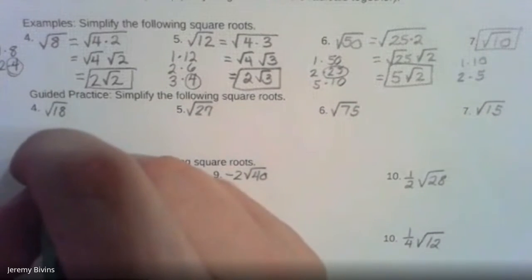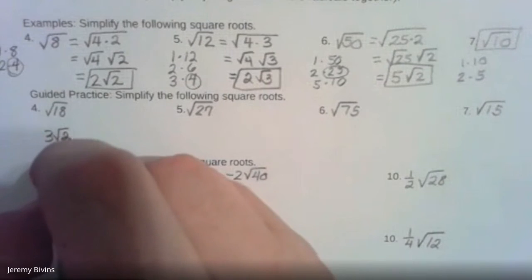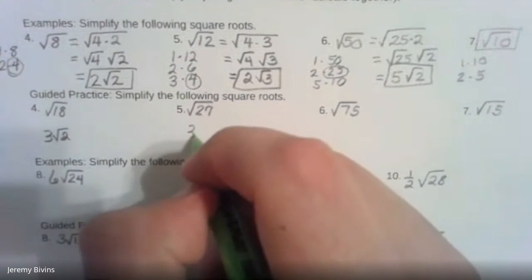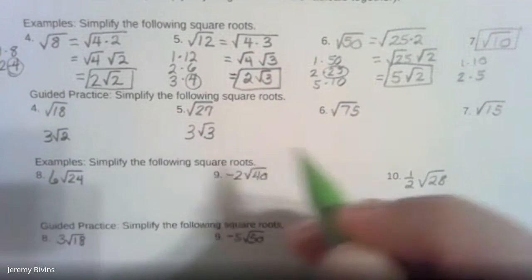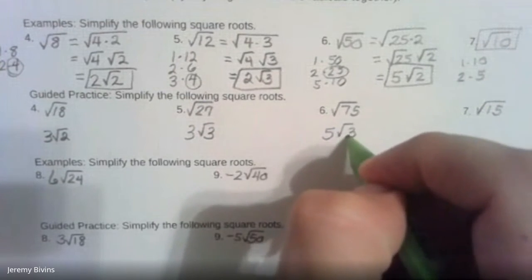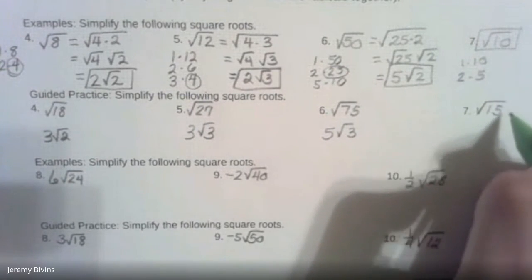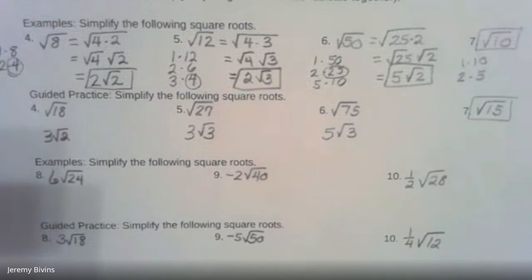Number 4 is going to be 3 root 2. Number 5 will be 3 radical 3. Number 6 will be 5 radical 3. And 7 is just itself again because 15 doesn't contain any factors of perfect squares besides 1.